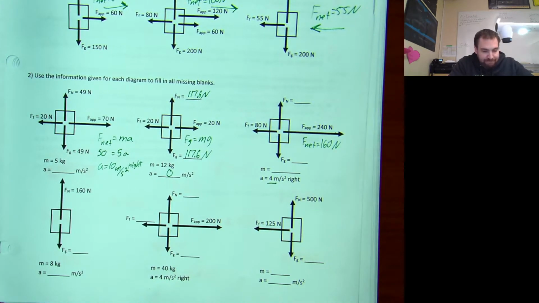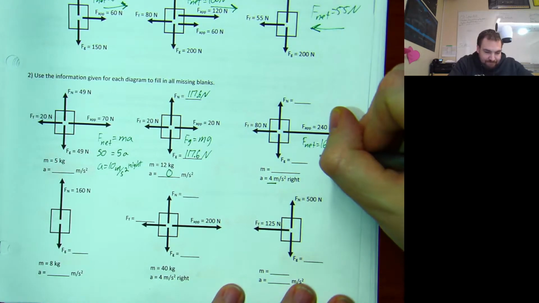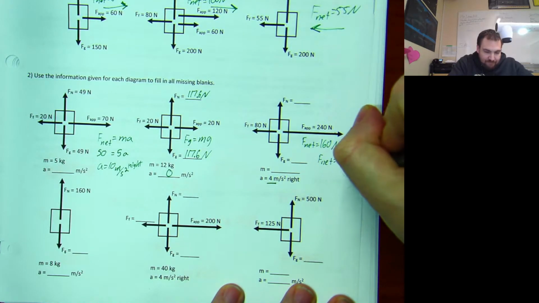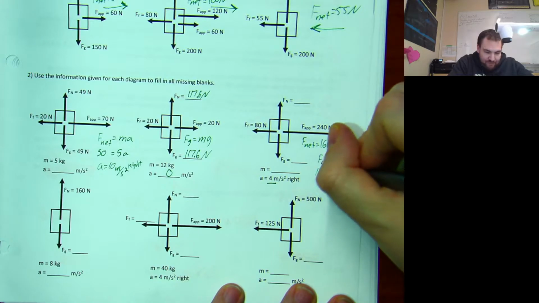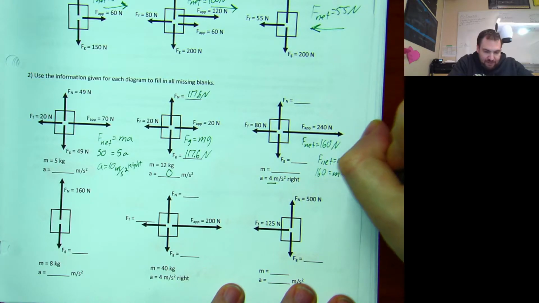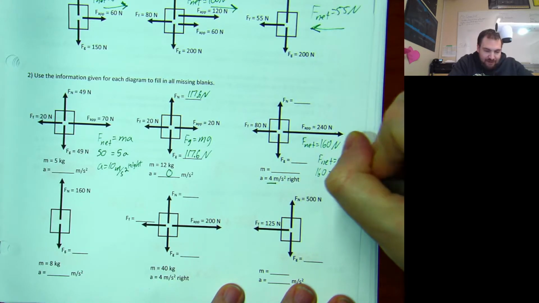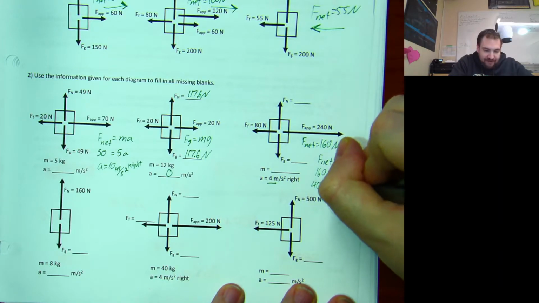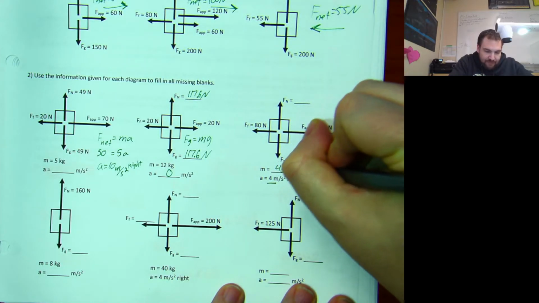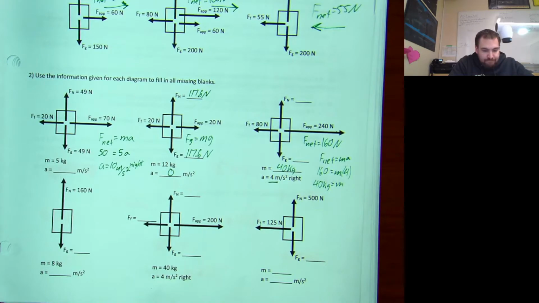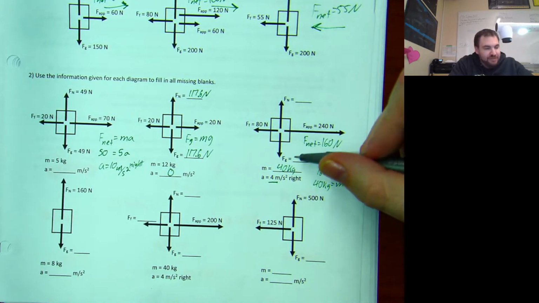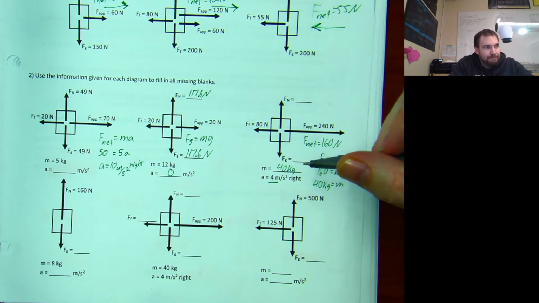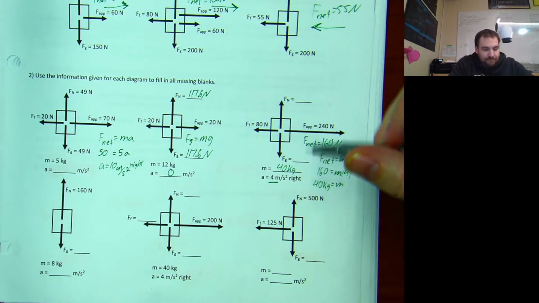And then I did Fnet equals ma, and we have the acceleration and the Fnet. Then I solved it: 160 equals m times 4. You found that m equals 40 kilograms. Then I did Fg equals mg, so 40 times 9.8, and I got 392.